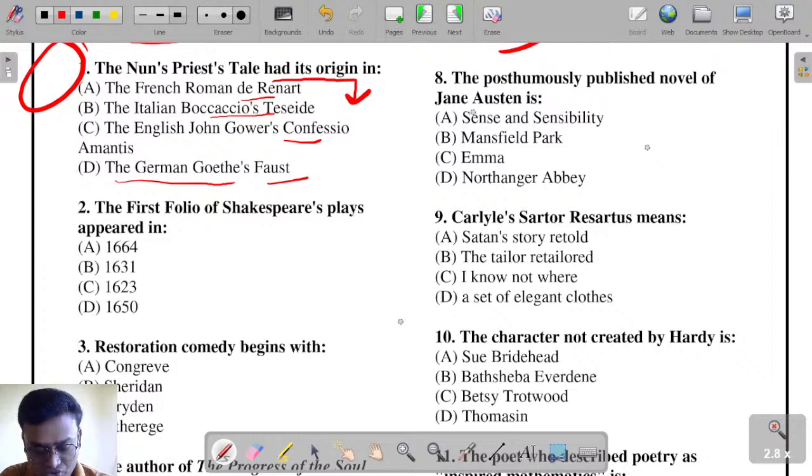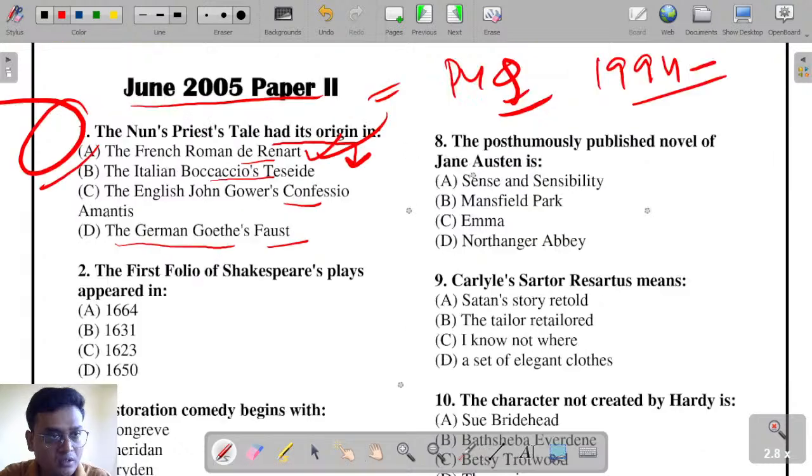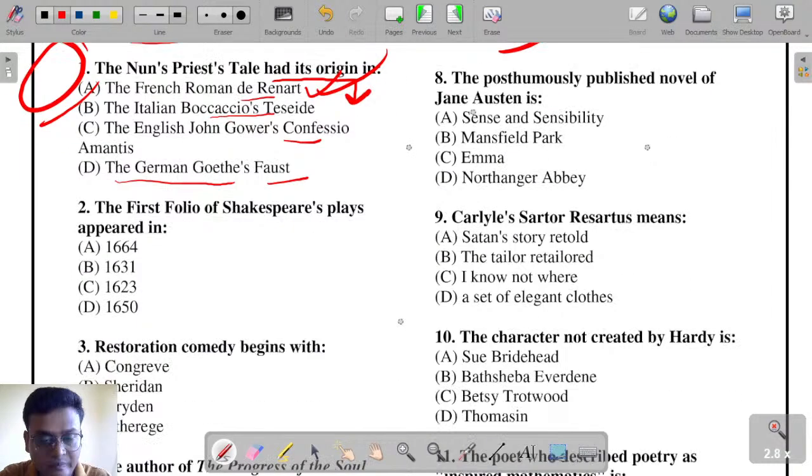If you don't know, please do answer that you don't know. Then I will be moving fast. So the Nance crystal has its origin in the French Romandie Renard. If you don't know, please respond, then I'll be moving on.